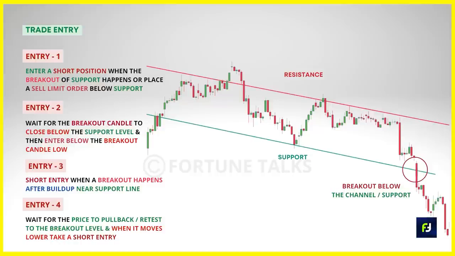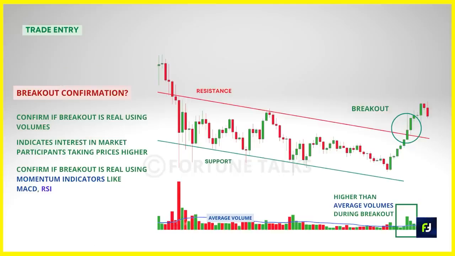All these breakout entry techniques are applicable even if the price manages to break below the support trend channel line. In such a scenario, we will look for short trading opportunities, either after the breakout and close below the support trend channel line, or after a build-up near the support line, or even after a pullback or retest back to the trend channel line after the breakdown. Now, one of the most important factors to check out is the volume. You can validate a real breakout using higher than average volumes during the breakout, and you can even use momentum indicators like RSI, MACD, etc.